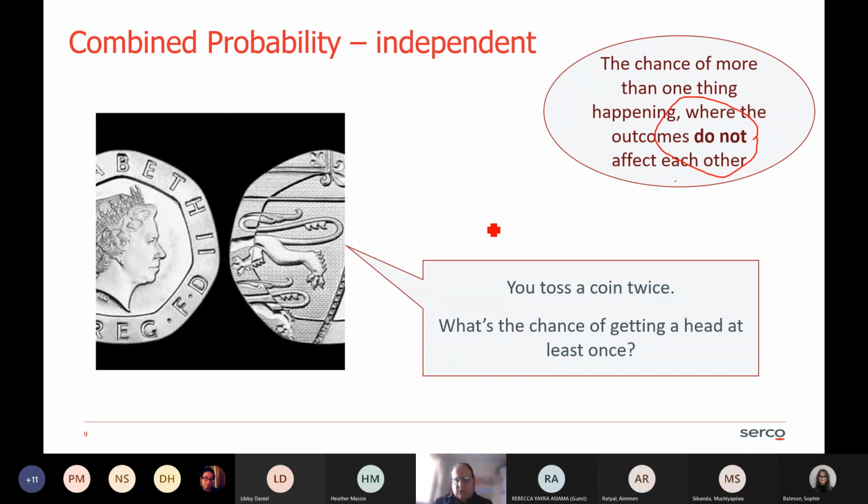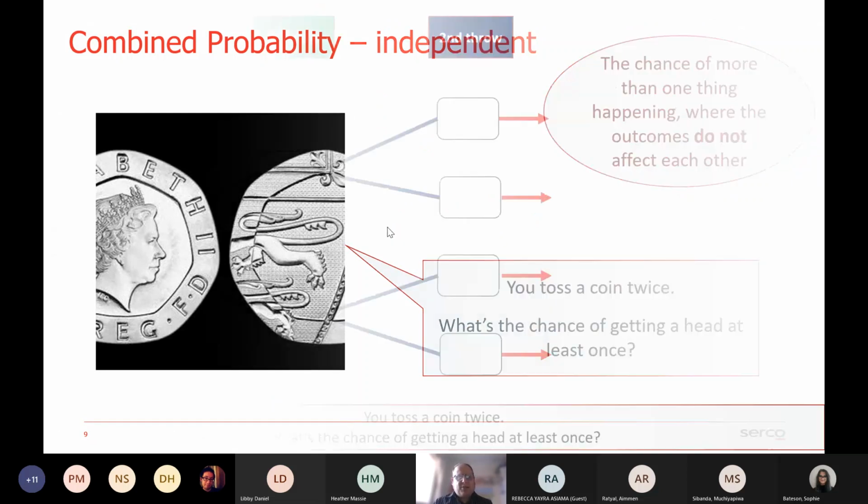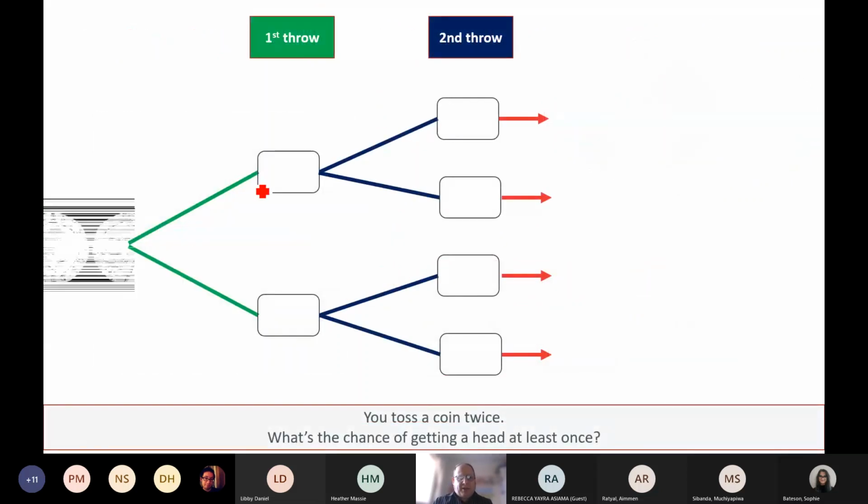So let's have a look at, we're tossing it twice, and what's the chance of getting a head at least once? And for this, it's a little bit more complicated. We're going to draw this tree diagram. This is obviously pre-drawn for me to show on the screen, but you would need to draw this yourself, and you do one line at a time, which is why I'll ask you to do this afterwards. So we toss a coin, and we can either get heads, or we can get tails.